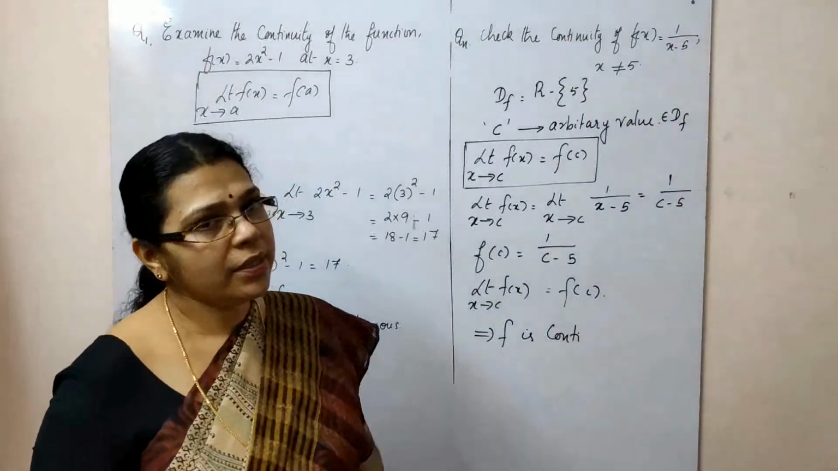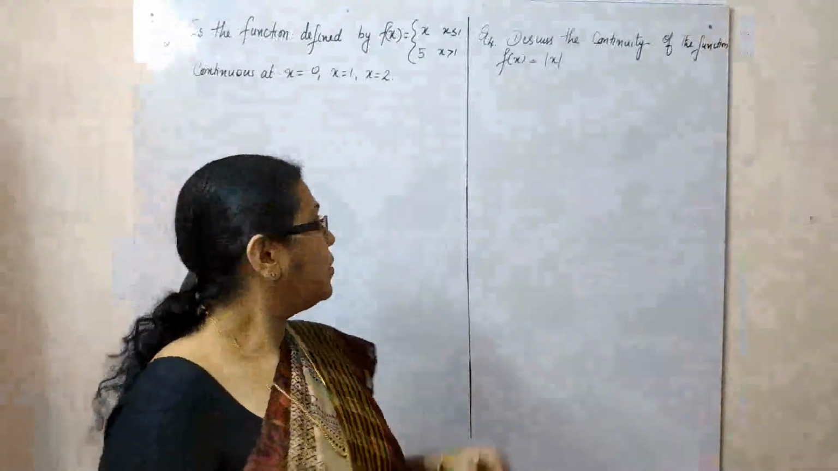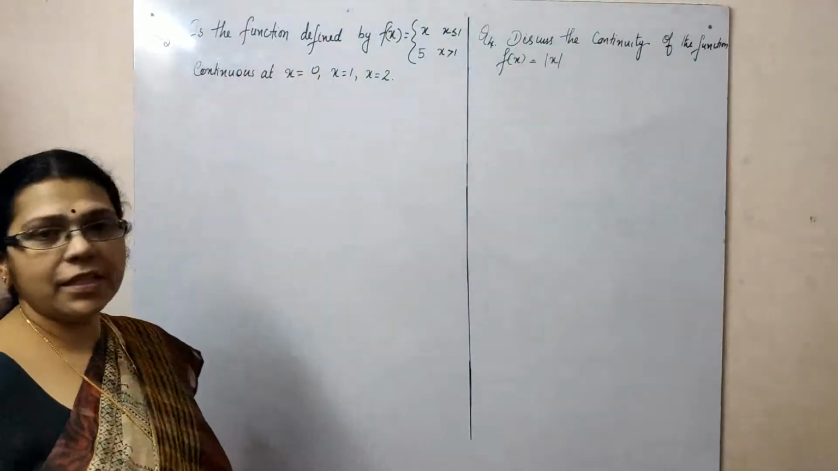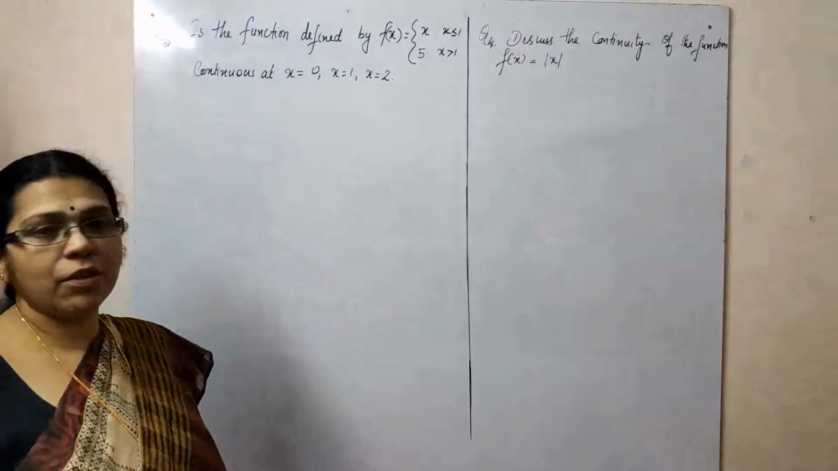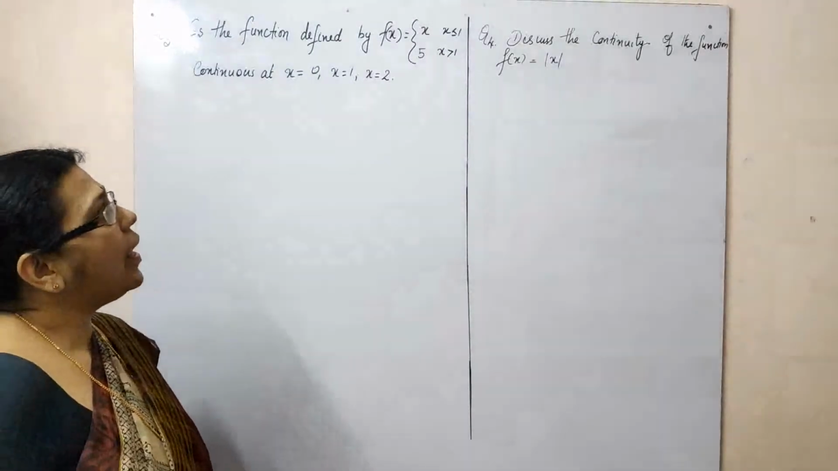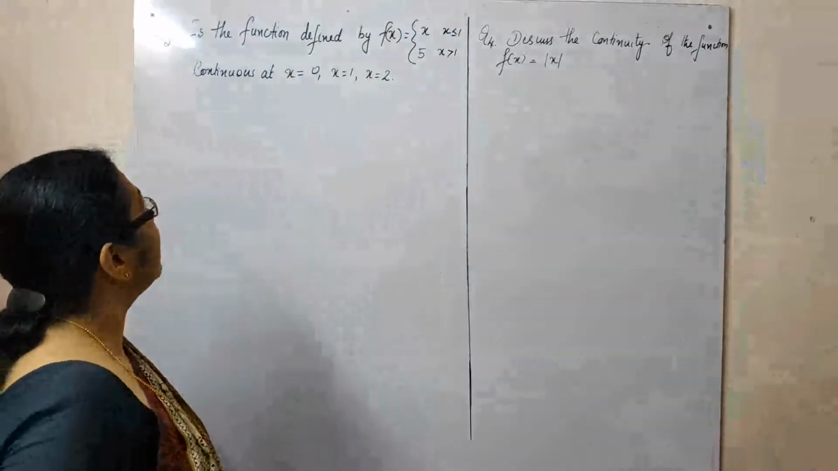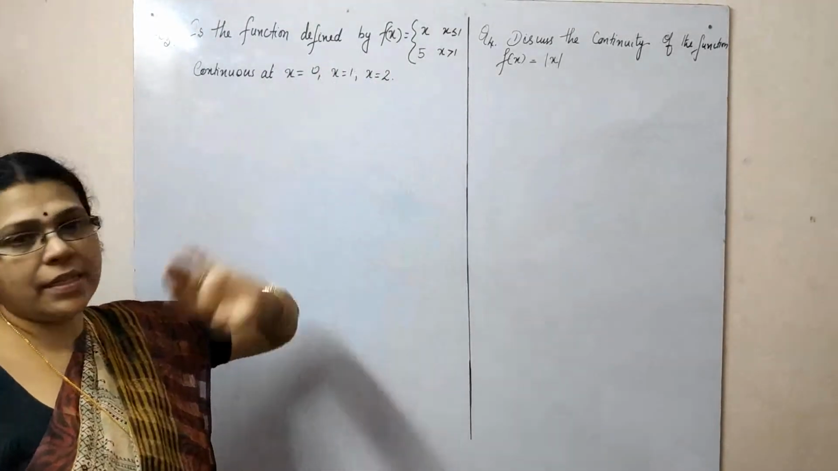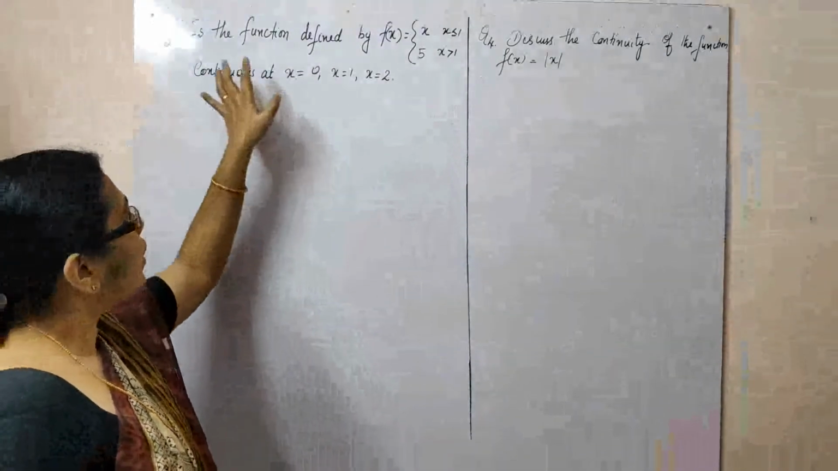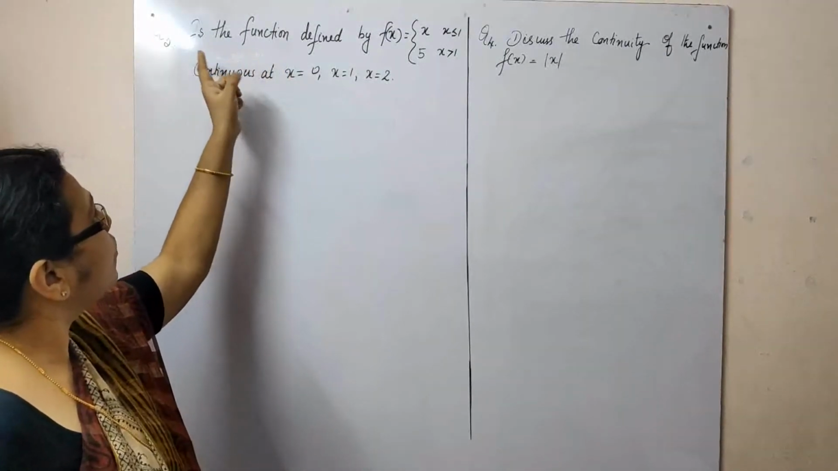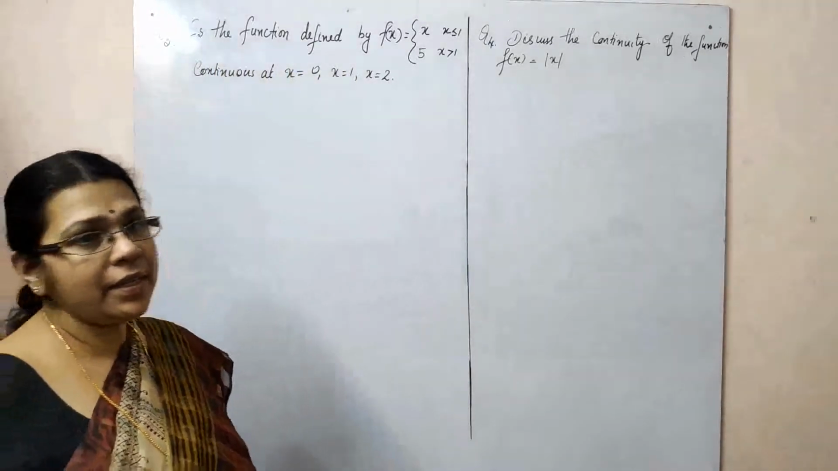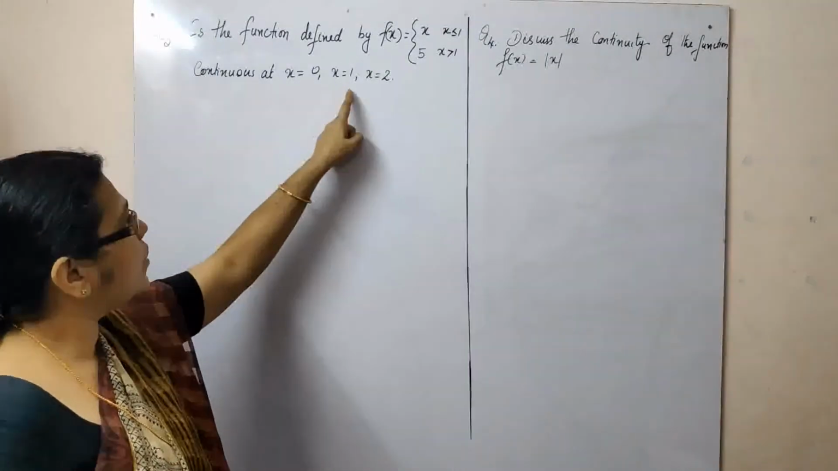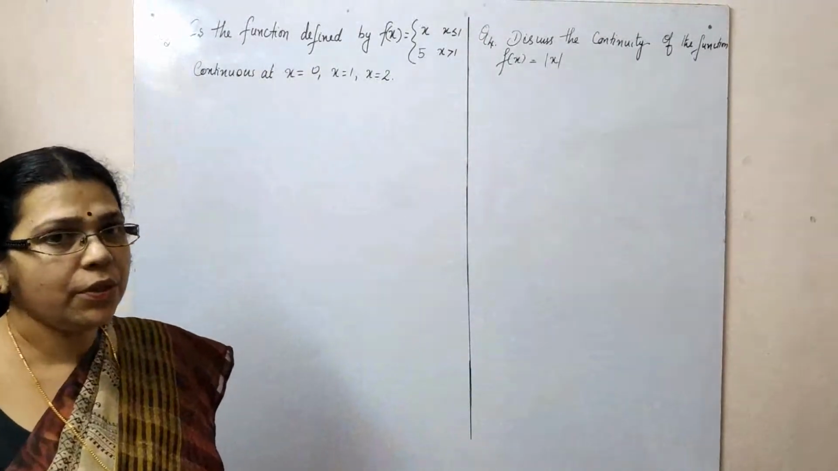So, that is what the second question deals with. Now, let's move on to the third question. Is the function defined by f of x equals x for the values of x less than or equal to 1, and 5 for the value of x greater than 1, continuous at x is equal to 0, x is equal to 1 and x is equal to 2? So, here we are asked to check whether the function is continuous at x is equal to 0, x is equal to 1 and x is equal to 2.